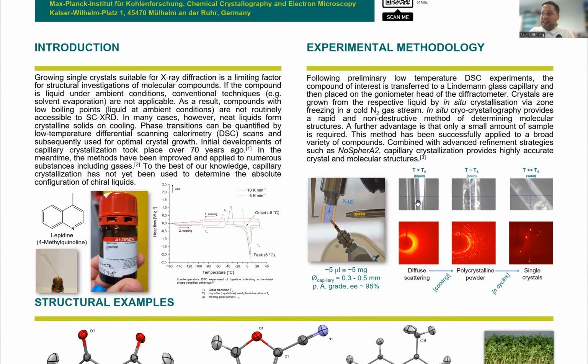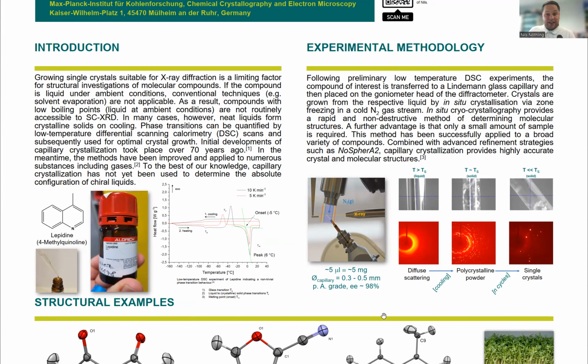If you start cooling and lower the temperature below the solidification temperature, you will see a polycrystalline powder pattern. To grow single crystals, the capillary is now partially moved out of the cold gas stream to allow the solid to melt again. When the movement is reversed and the melt is drawn back into the colder region, the remaining microcrystals act as seeding crystals for the growth of larger crystals.